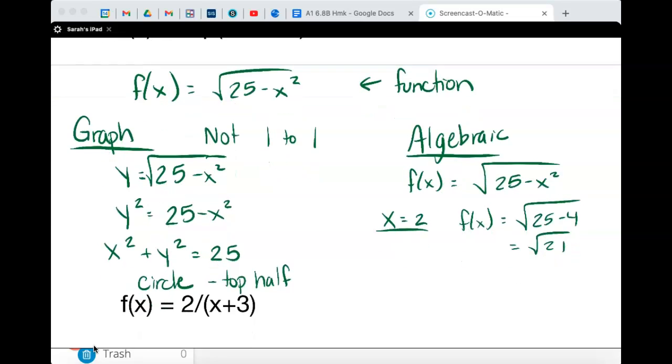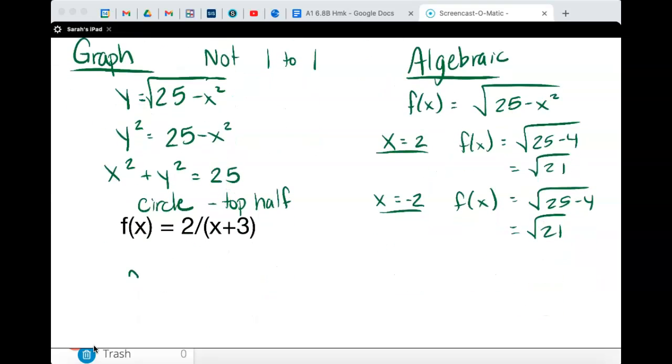Same if I did x equals negative 2, I'd still have the square root of 25 minus 4, which is the square root of 21. So that tells me it's not a 1-to-1 function because I have two different x values for the same y value. So that's not as visually friendly, I guess, to understand. So that's how you do it in algebra. Okay, so there's that example.